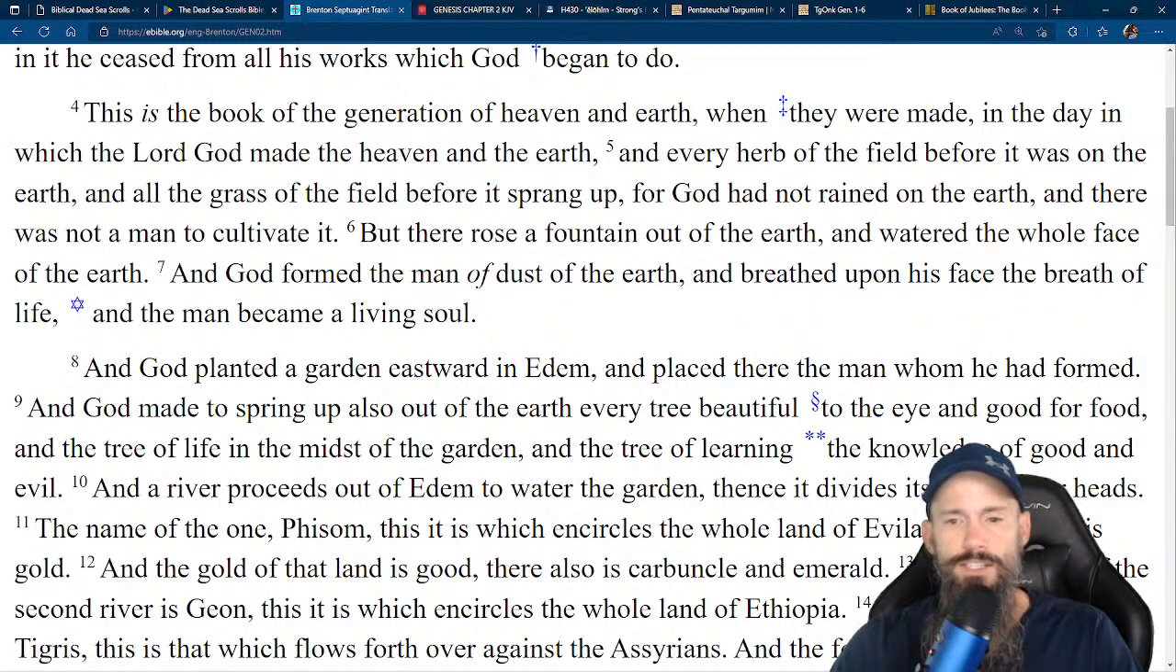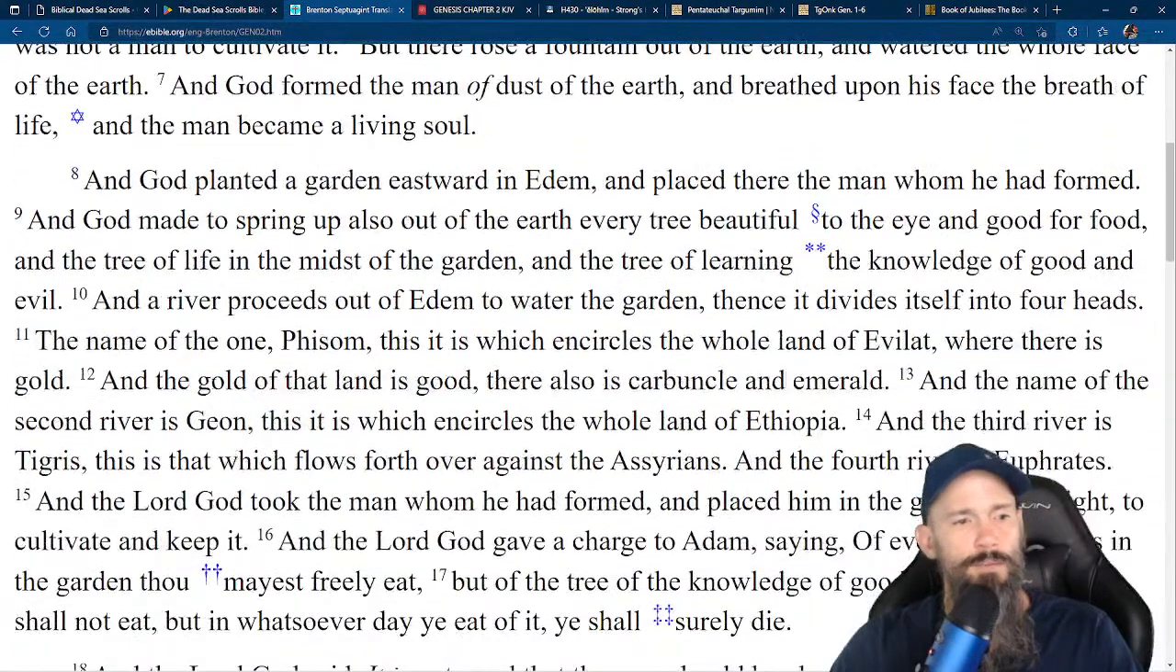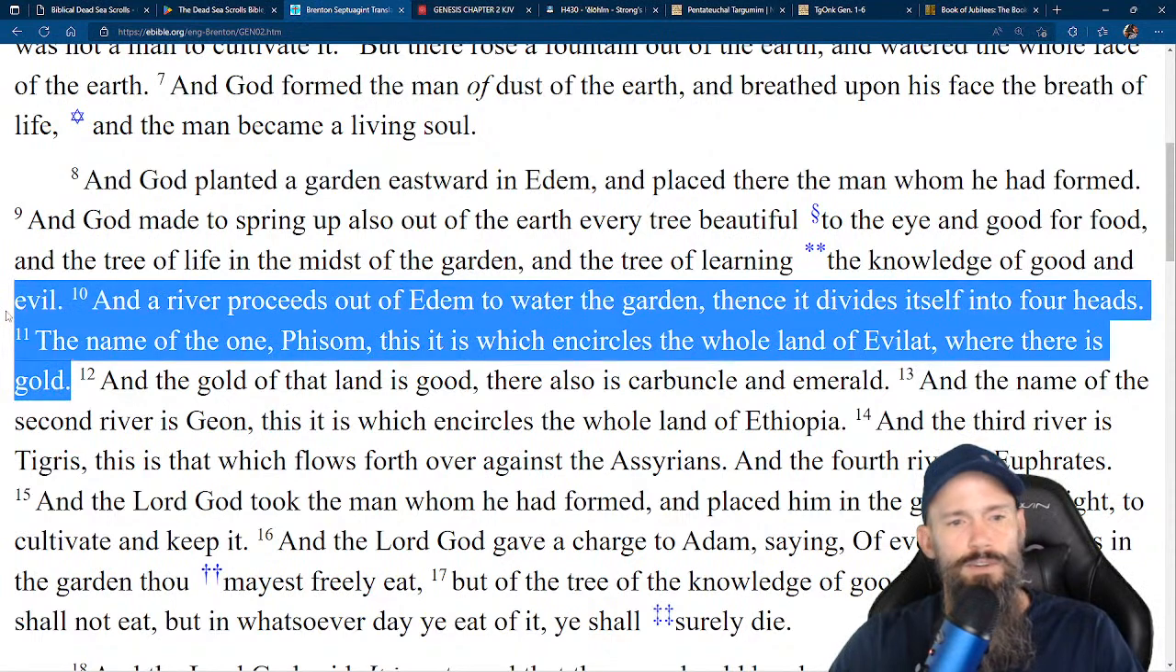Thence it divides itself into 4 heads. The name of the one is Pasan. This is it which encircles the whole land of Evelet, or Eden, where there is gold, and the gold of that land is good. There is also carbuncle and emerald, and the name of the second river is Gihon. That this is it which encircles the whole land of Ethiopia. And so the land of gold is not Ethiopia, because it's 2 different ones here.